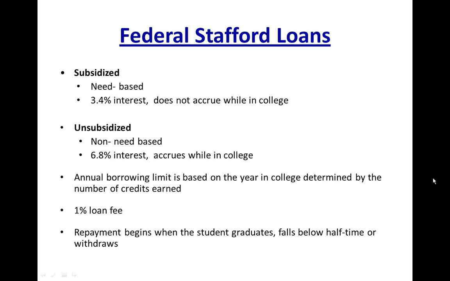The annual borrowing limit is based on the year in college, determined by the number of credits they earn, and there is a 1% loan fee reduction from the amount of the loan that is disbursed to the schools. And again, the repayment on this begins when the student graduates, falls below half-time, or withdraws from school.